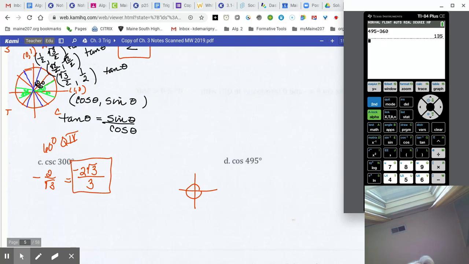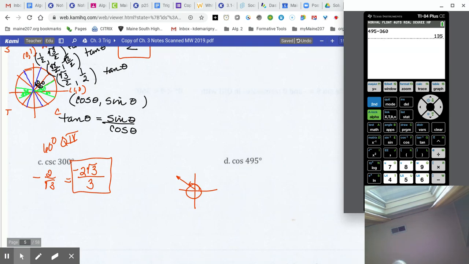Perfect. So if my reference is 135, then that means I have 45 left. So I've spun all the way around and I've spun back to here. So for the cosine, I just look at my 45 degree reference, which is the root 2 over 2. Let's make sure that we did that correctly.